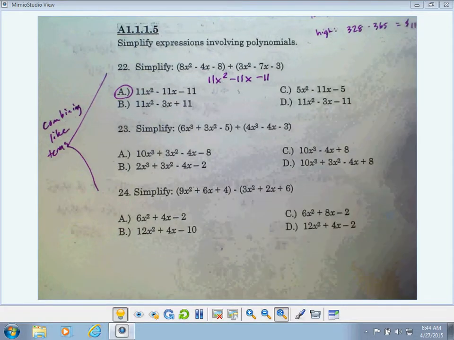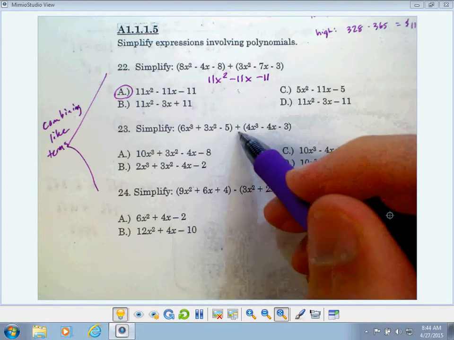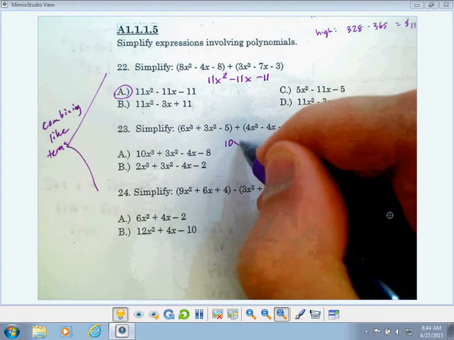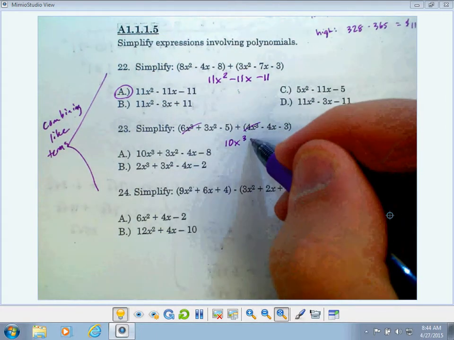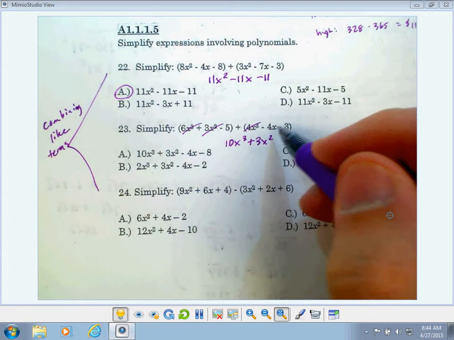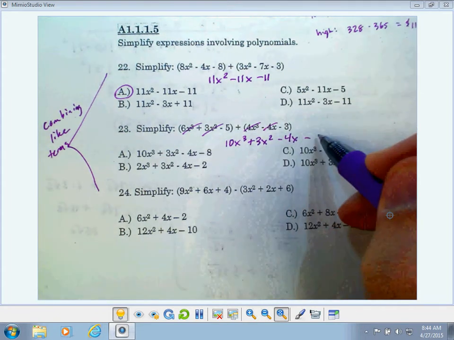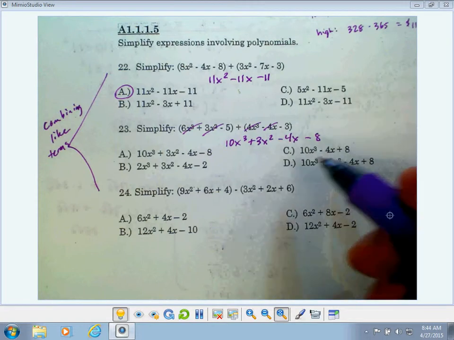So we go to 23 and it's the same concept. Combine the like terms because there's just a plus sign here. So 6x to the third and 4x to the third is 10x to the third. Okay, I have no other x squared, so it's plus 3x squared. I have no other x's, so it's minus 4x. And then negative 5 and negative 3 is negative 8. Looks like the answer is A again.